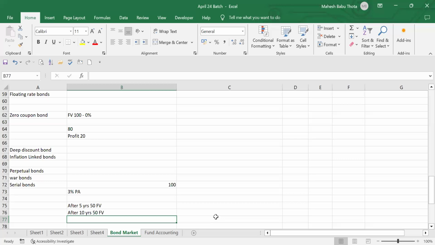Understanding? Everyone? Mahesh, can you explain? Mahesh, you want me to explain it again? Yes. Okay. So Mahesh, serial bond. I have a doubt with the serial bonds. Suppose the face value is 100 rupees. After 5 years, they'll pay 50 rupees of the face value. After the 6th year, will they pay interest for 50 rupees or 100 rupees? 100 rupees.